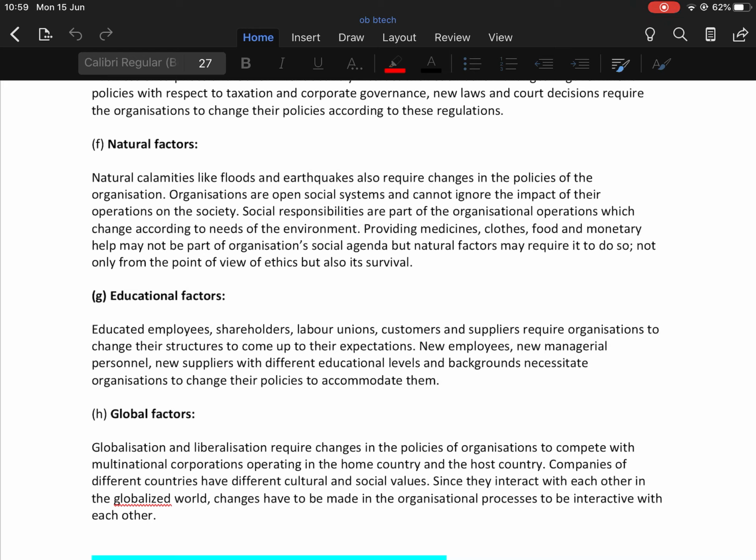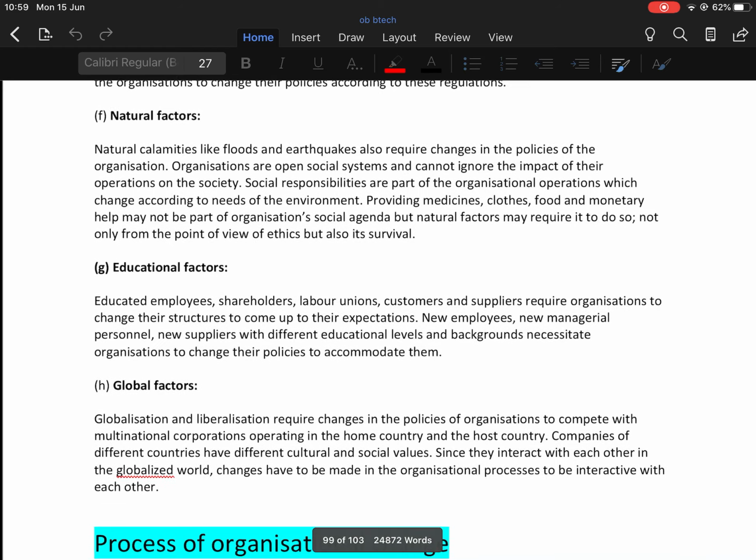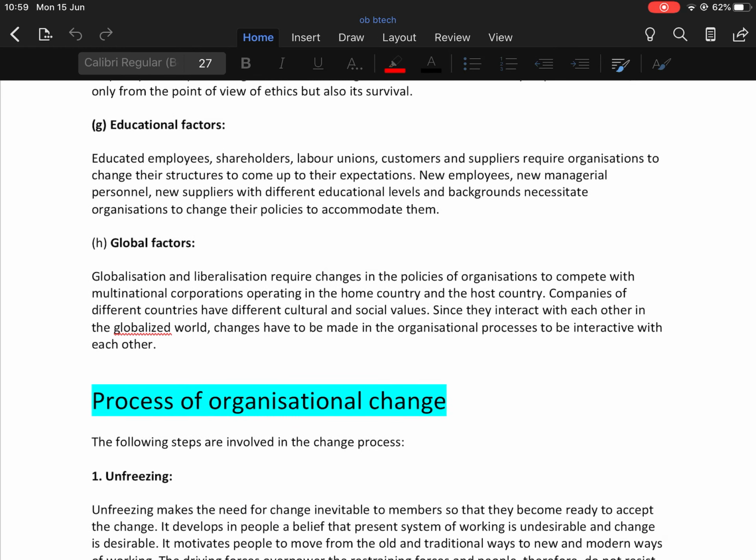Organizations are an open social system and cannot ignore the impact of their operations on the society. Social responsibilities are part of organizational operations, which change according to the need of the environment. So, for example, providing medicines, clothes, food, and monetary help may not be a part of organizational social agenda, but natural factors may require it to do so, not only from the point of view of ethics, but also its survival.